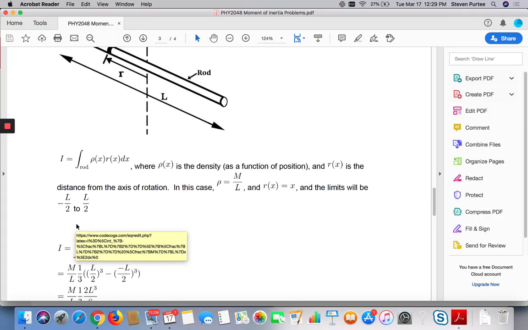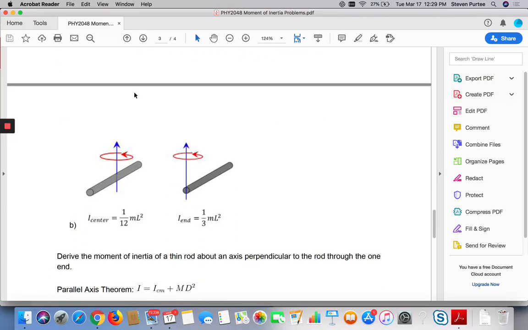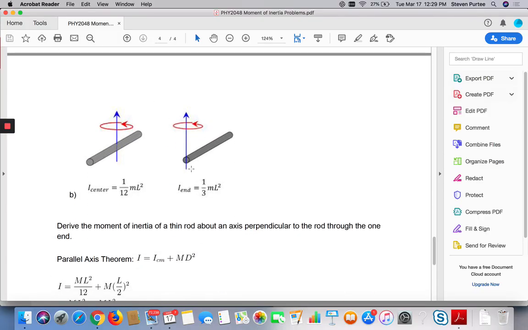Now we want to do a similar problem. We're going to take this rod, but we're going to set the axis of rotation at one endpoint and find the moment of inertia around this axis. So this is the problem we just did. Now we're going to do this problem. We could start over and do an integral again. It's not even a bad integral. We just change our limits of integration. Now we would be integrating from 0 to L.